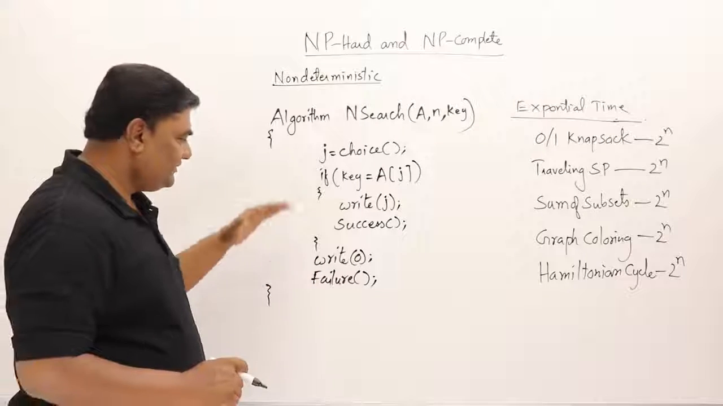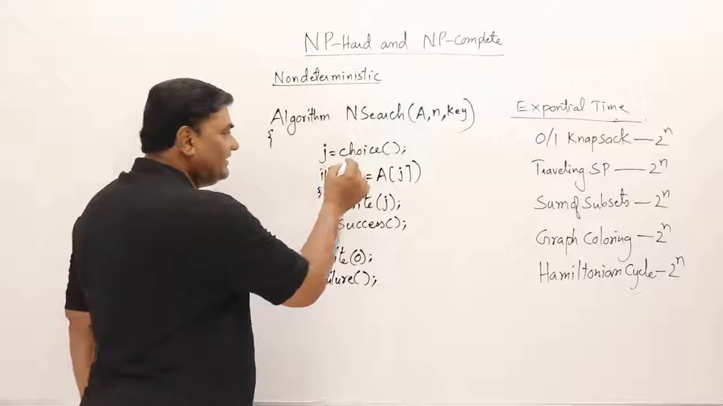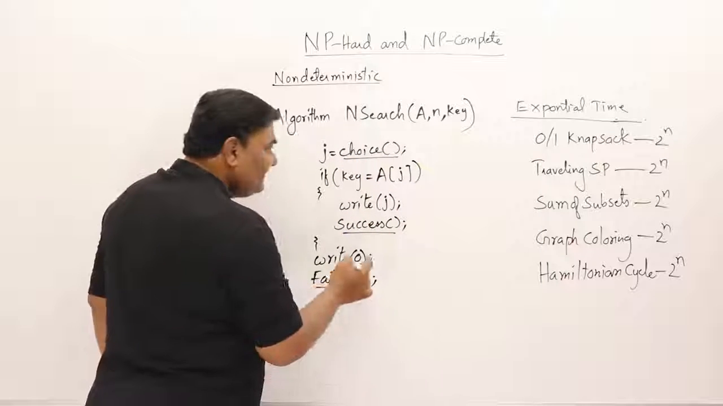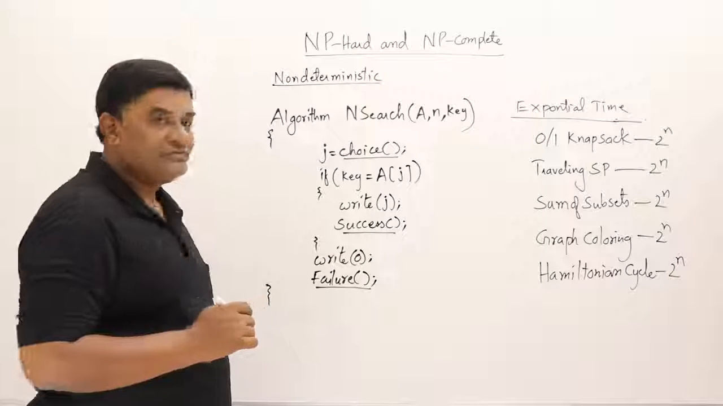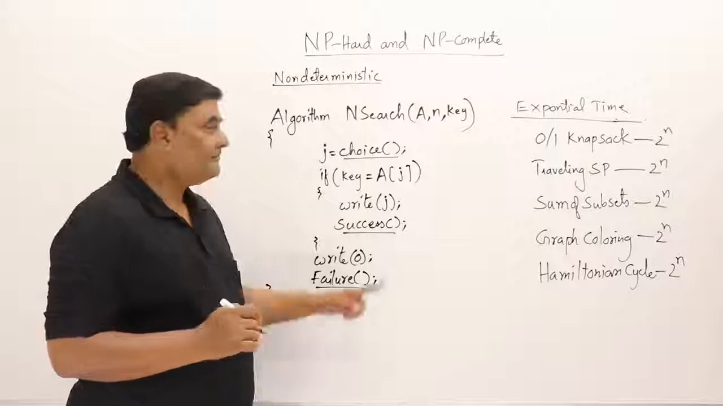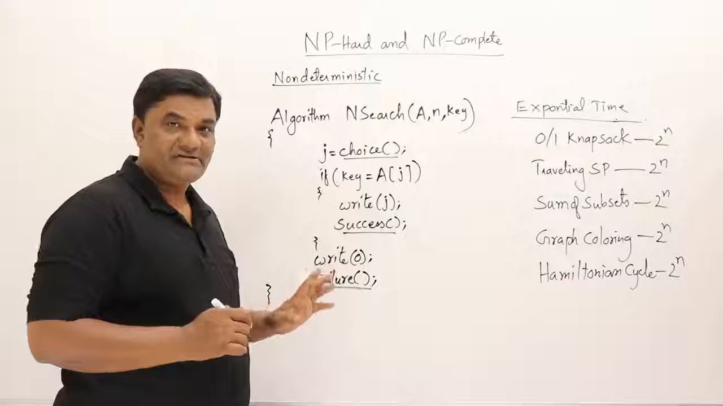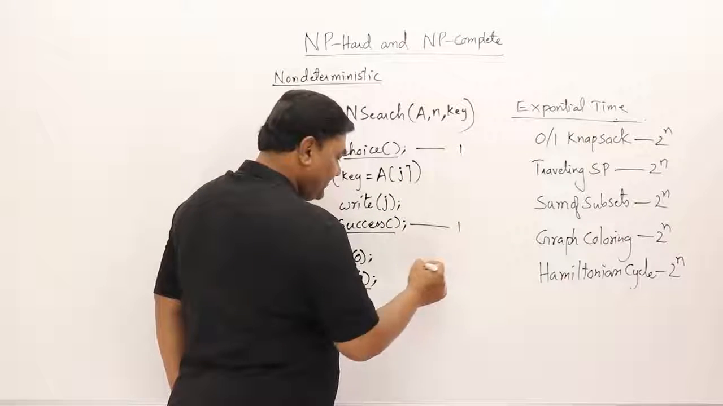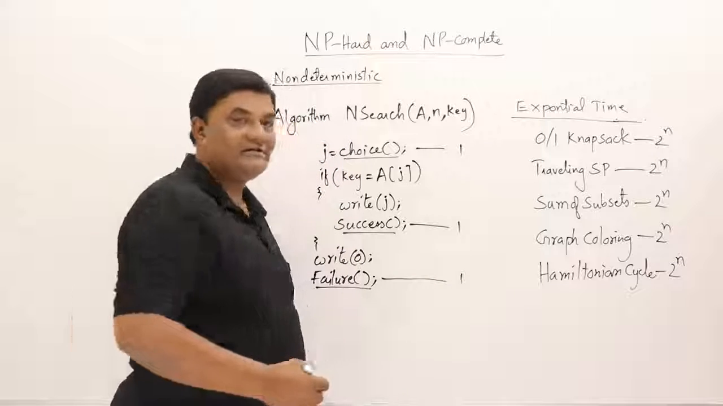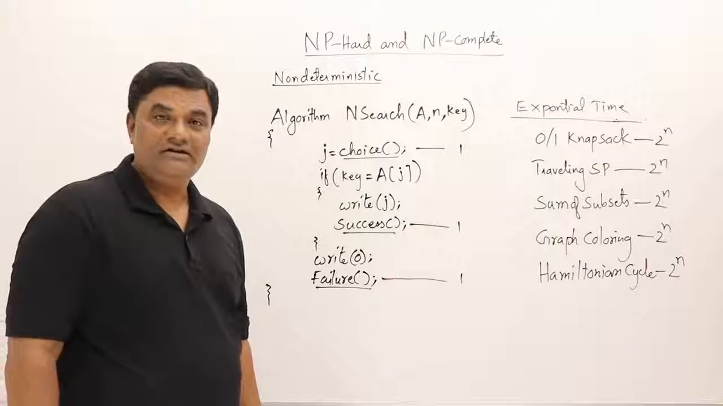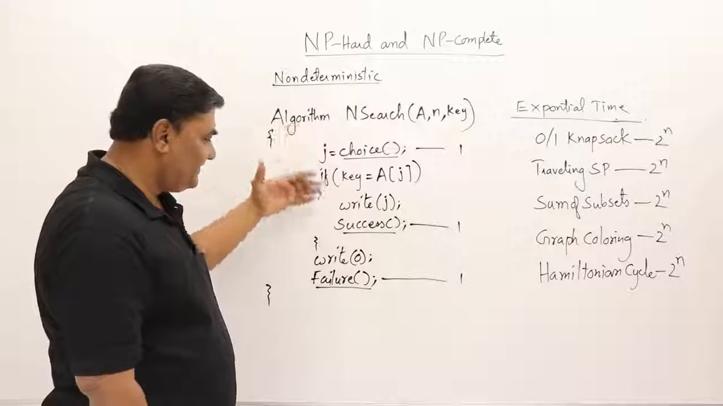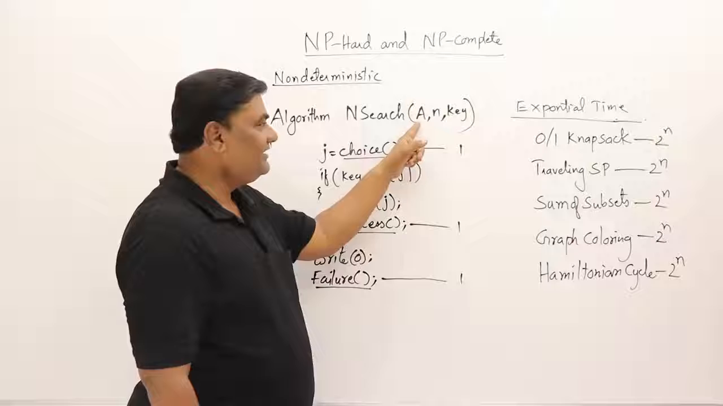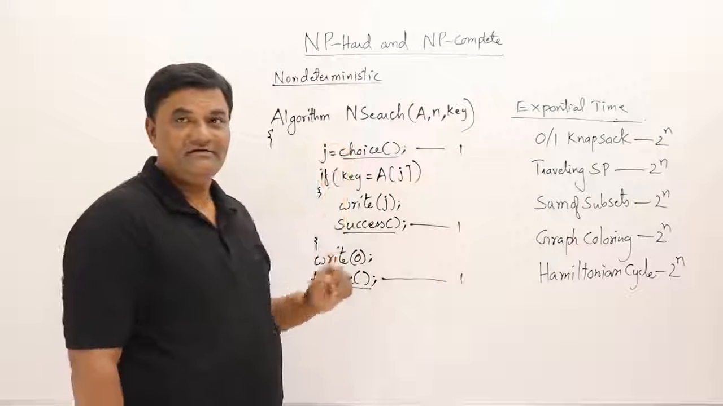Now I'll show you what the non-deterministic statements are in this one. Choice is non-deterministic, success and failure. These are the known statements that we use for writing a non-deterministic algorithm. So these statements are non-deterministic. And we assume that all these statements take just 1 unit of time. Now let me explain the algorithm. This is for searching a key from an array of size n.